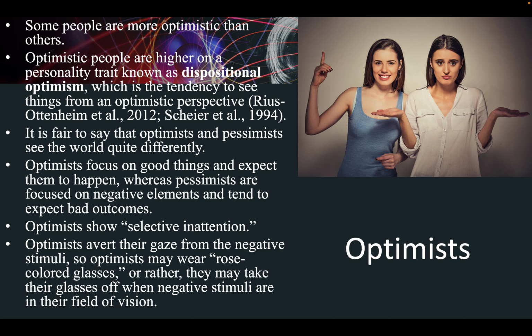Some people are more optimistic than others. Optimistic people are higher on a personality trait known as dispositional optimism, which is the tendency to see things from an optimistic perspective. It is fair to say that optimists and pessimists see the world quite differently. Optimists focus on good things and expect them to happen, whereas pessimists are focused on negative elements and tend to expect bad outcomes. Optimists show selective inattention. Optimists avert their gaze from the negative stimuli, so optimists may wear rose-colored glasses, or rather, they may take their glasses off when negative stimuli are in their field of vision.